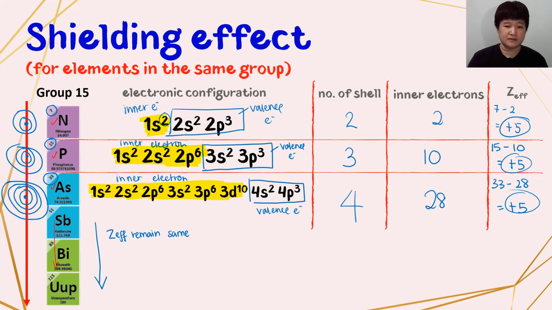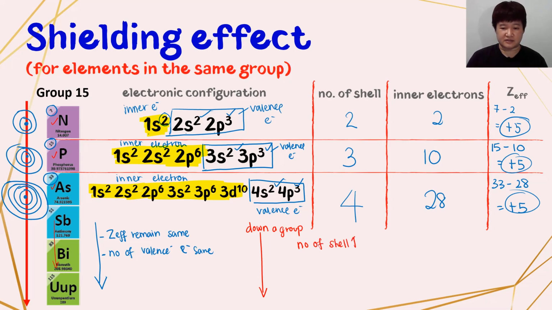What else is the same? You realize that the valence electron is 5. The valence electron is 5 for every single element. So when you go down the group, other than the effective nuclear charge being the same, the number of valence electrons is also the same. But what is changing? When you go down a group, you realize that the number of shells increases. Can you see? When you go down the group, the number of shells increases from 2 to 3 to 4.